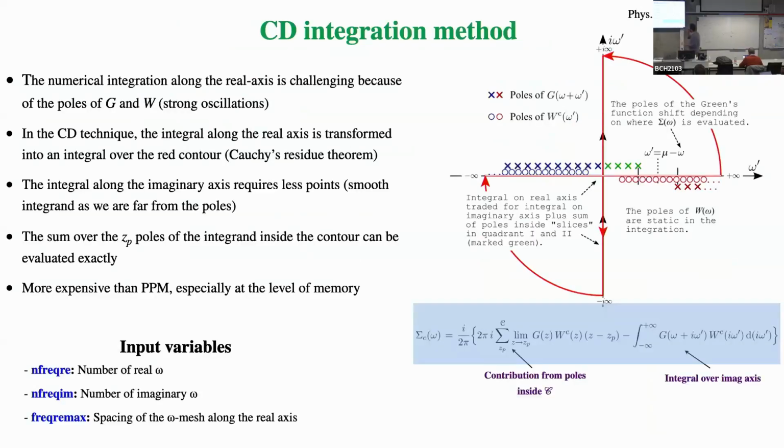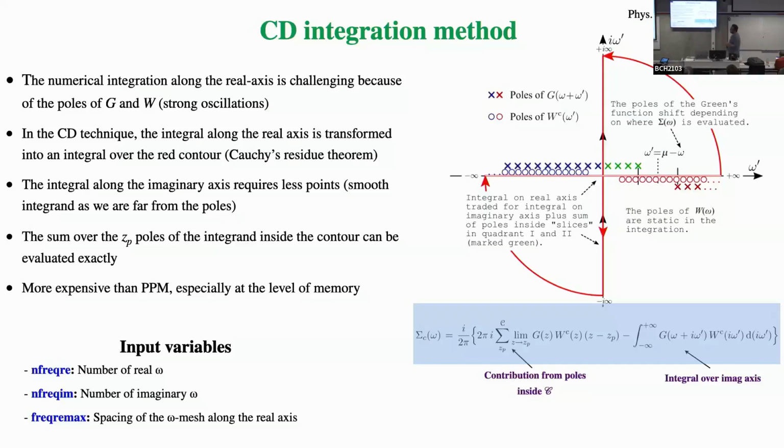Very quickly, if you want to go beyond the plasmon pole, this means that you have to compute a convolution between G and W along the real axis. And in principle, this integral is from 0 up to infinity. So you have to sample many frequencies. And the problem is that both G and W have poles along the real axis. So you need a very high resolution in frequency space, and the numerical integration is tricky.